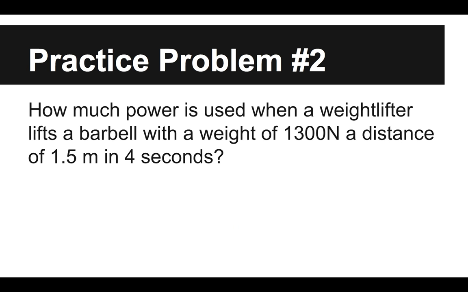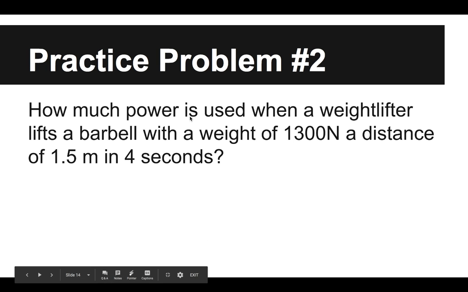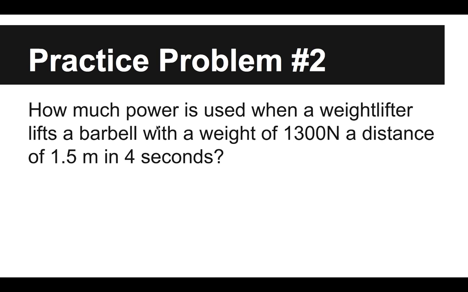I want to know how much power is used when a weightlifter lifts a barbell with a weight of 1,300 newtons, a distance of 1.5 meters in 4 seconds. Okay, so my question is how much power is used? But I'm given 3 pieces of information. I'm given a force. Remember, weight is the same as force. 1.5 meters and 4 seconds. So I'm going to choose my equation that has those 4 variables in it.